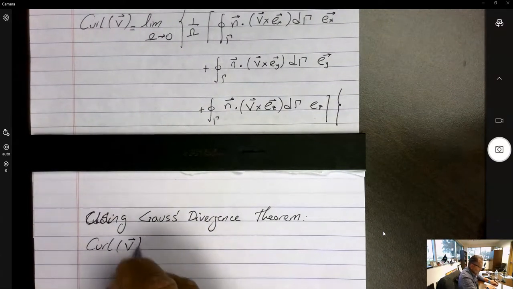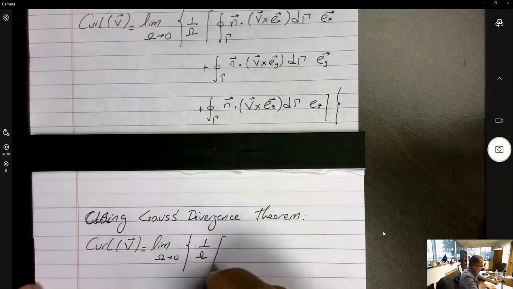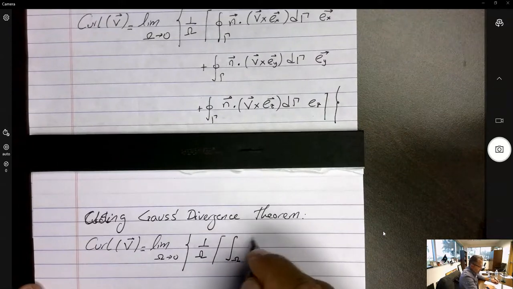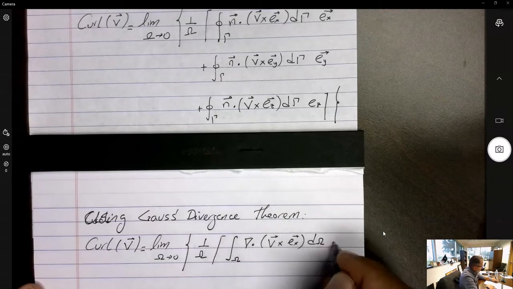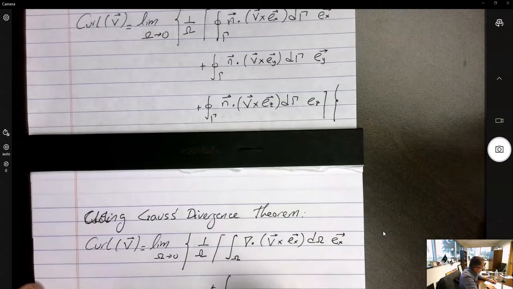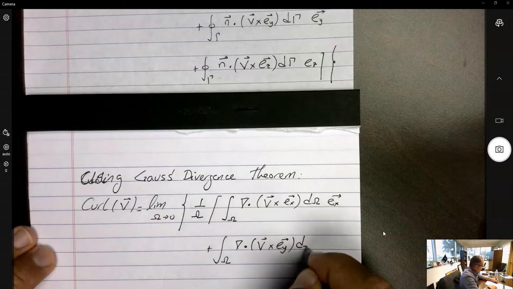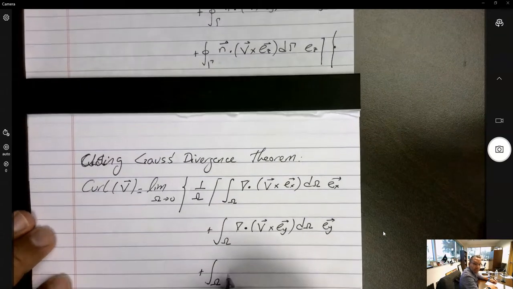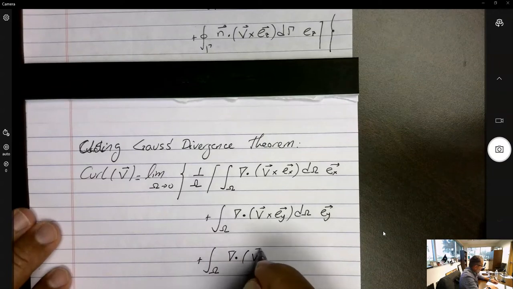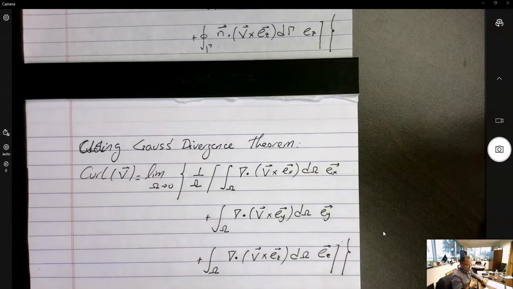Whichever way you prefer, it will work out to say that this is the limit when omega goes to 0 of 1 over omega, and I can turn this boundary integral into a domain integral of the divergence of V cross ex d omega in the x direction, plus an integral over the domain of the divergence of V cross ey d omega in the y direction, plus an integral over the domain of the divergence of V cross ez d omega in the z direction. And close the brackets. All right.